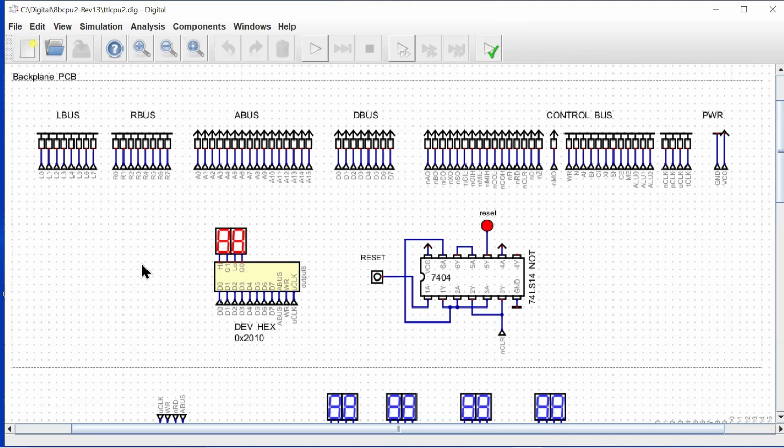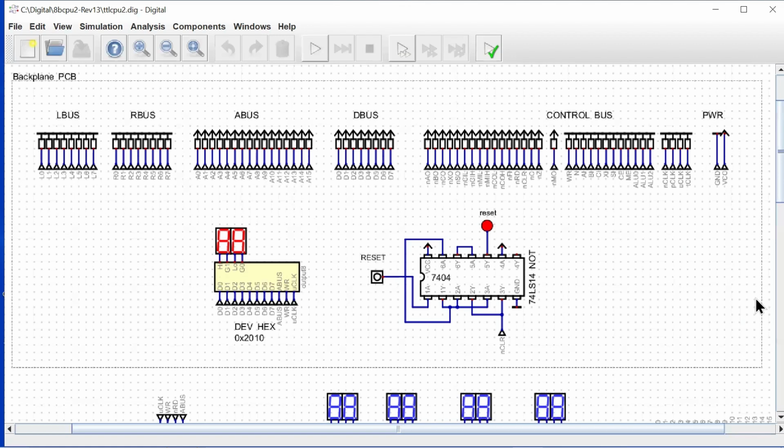TTL Computer 2. Today we'll be taking a look at our final schematic for our main build out of our computer, and that's going to be the backplane. We're going to start out today looking at our digital simulation to set the stage for what we're going to be looking at in our schematics.